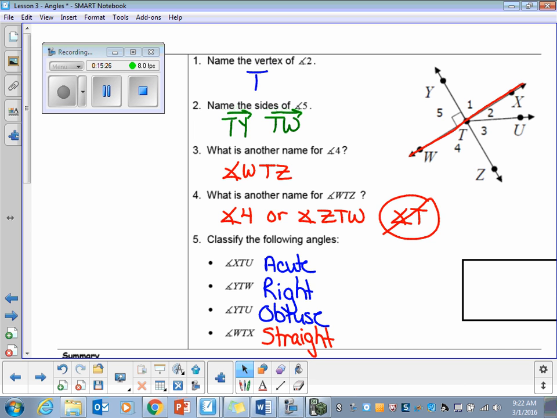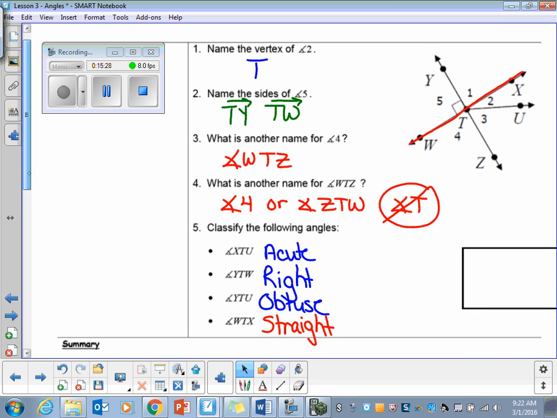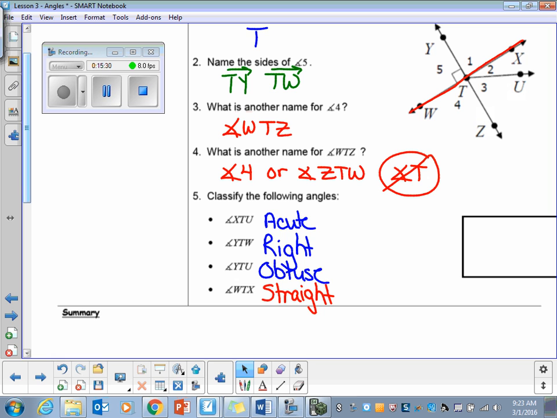Okay, often drawing on your diagram is super, super helpful. So this allows you to do the basic angle classifications and naming. Please take a few minutes to write guiding questions and a summary.